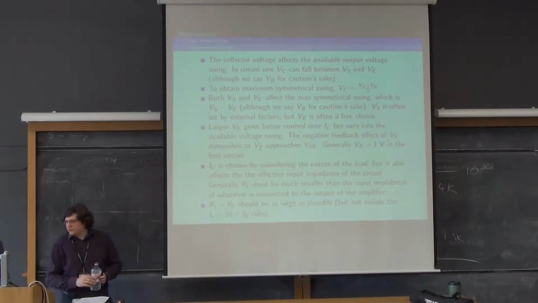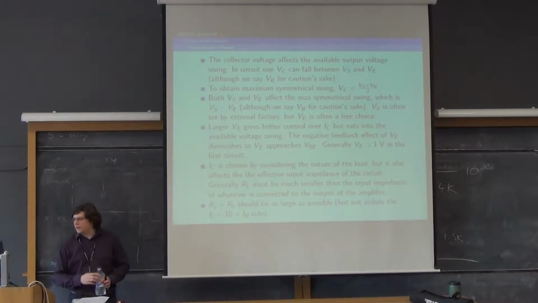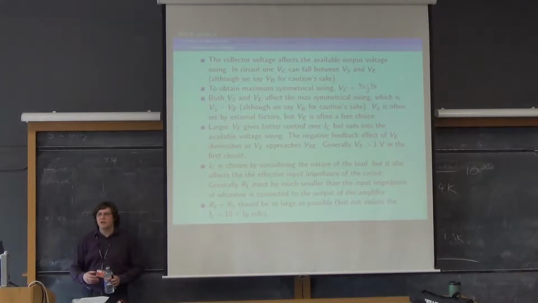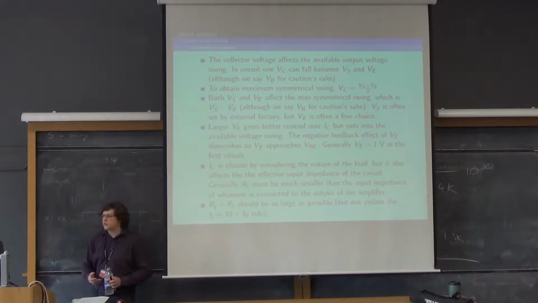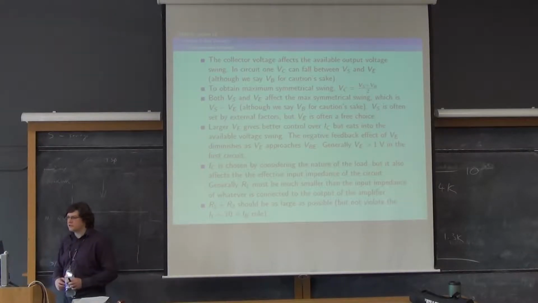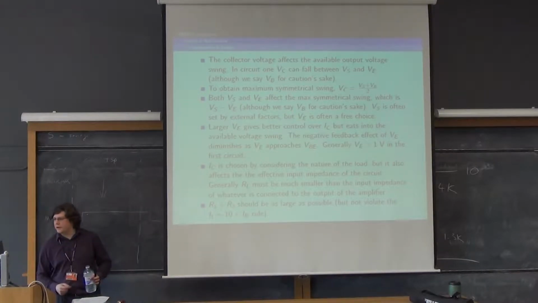And as we demonstrated last lecture in a chalkboard bit, the collector voltage affects the total available output swing. Because VC cannot fall below, we say VB, but what we really mean is we can't forward bias the base collector junction, because if we do, the transistor enters saturation. So to obtain a maximum symmetrical swing, you'd have V supply plus VB divided by 2 is what your VC ought to be. And the graph I had, I think it's on the next slide actually, so I won't draw it up.